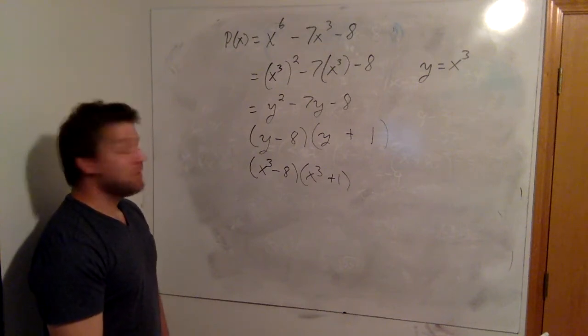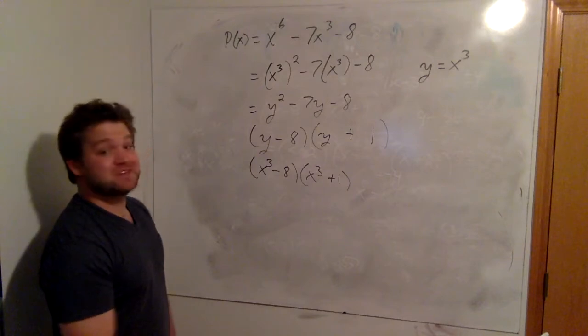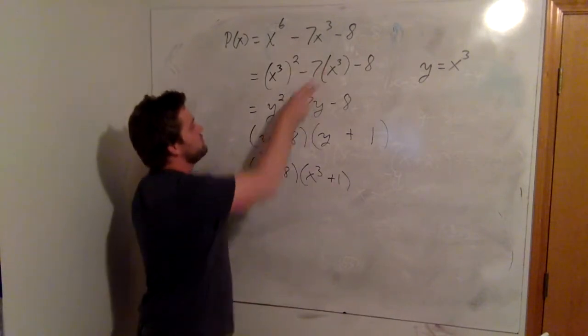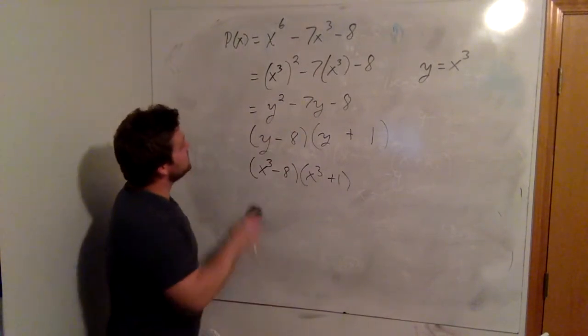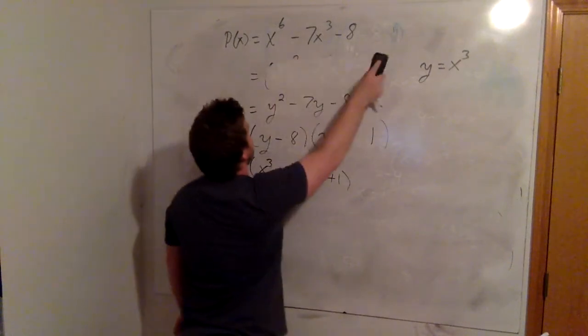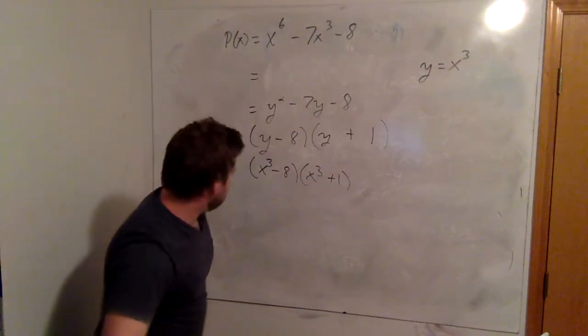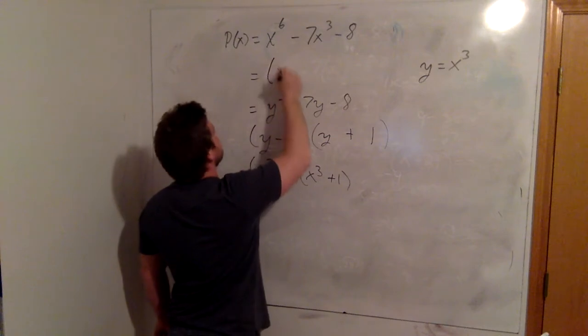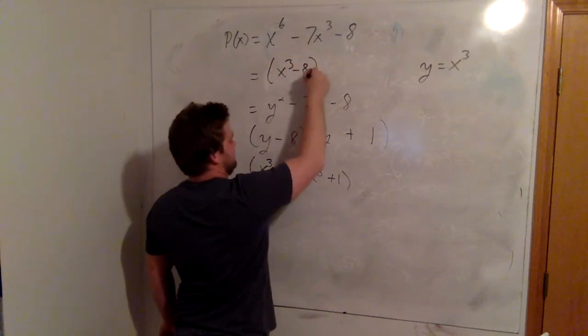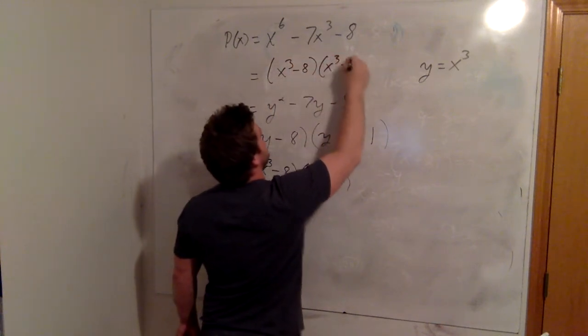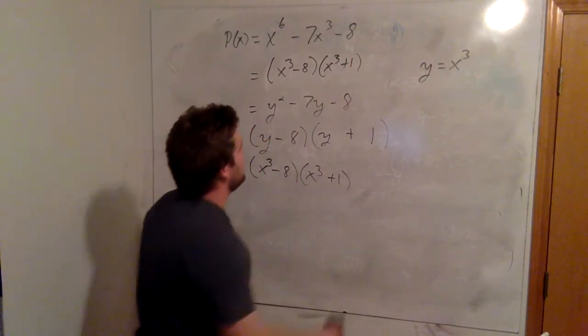Beautiful. We're going to need some board space here. I'm going to erase a little bit of this and write this result up here. Okay, so we just realized that this 6th-degree polynomial can be broken down to (x cubed minus 8) times (x cubed plus 1).